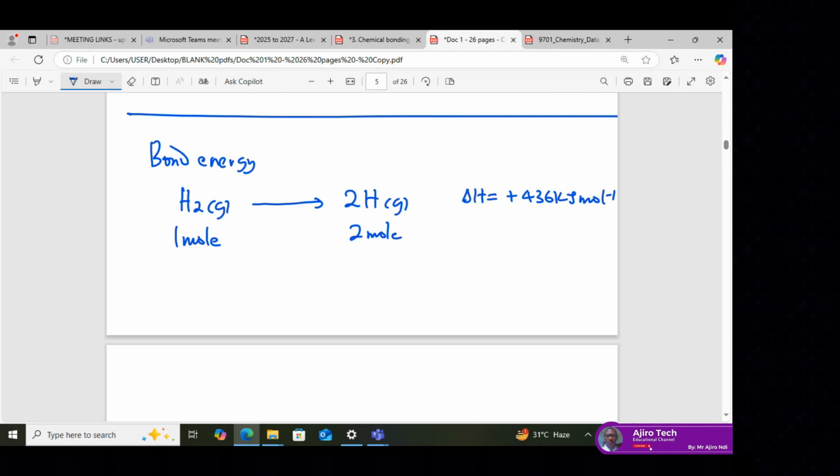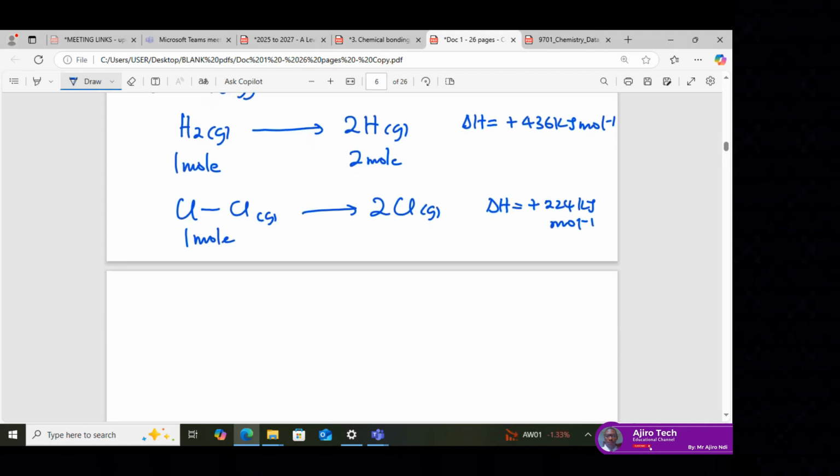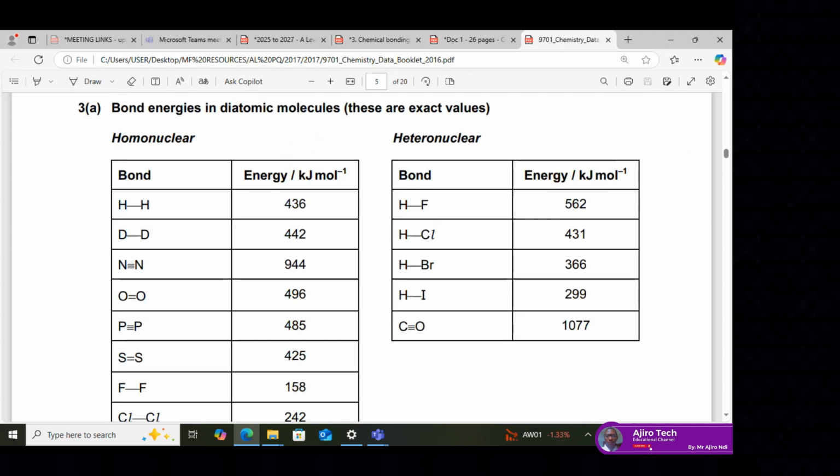How many molecules are in 1 mole? 6.02 times 10 to the power 23. So bear that in mind. Again, chlorine and chlorine: 1 mole of chlorine gas to become 2Cl gas. The enthalpy change for the bond equals 242 kilojoule per mole. Is that okay? That's the bond energy to break 1 mole of gaseous covalent bond. The reactant must be gaseous.